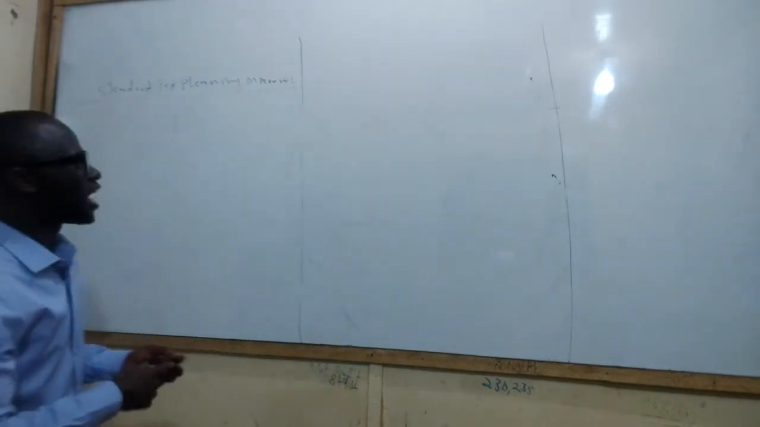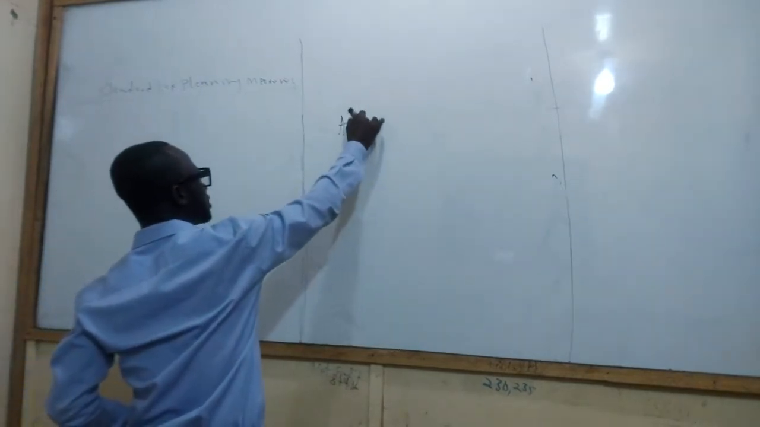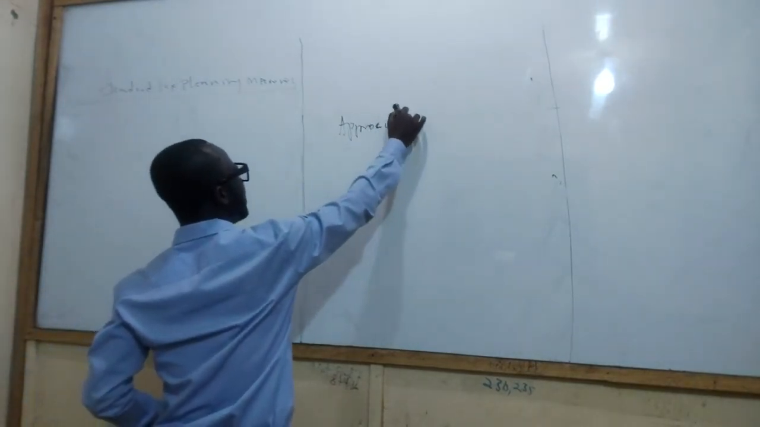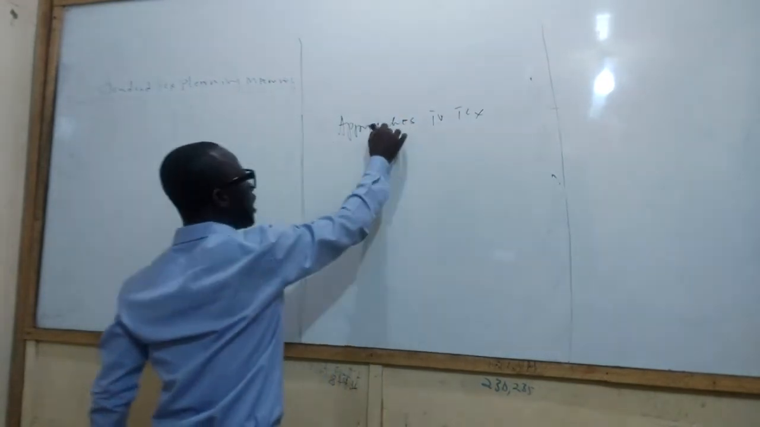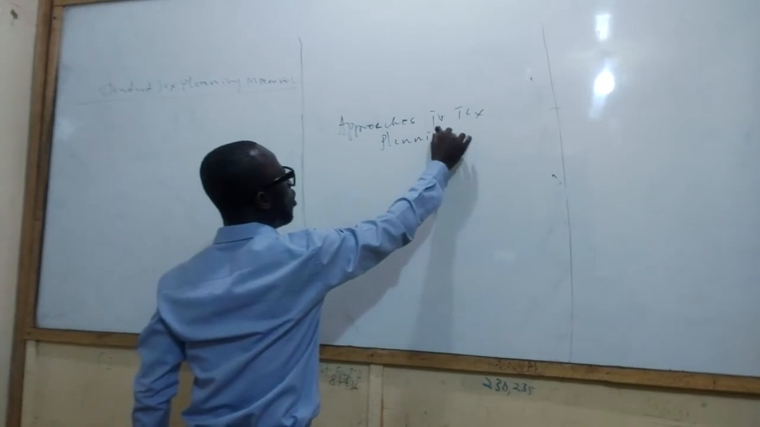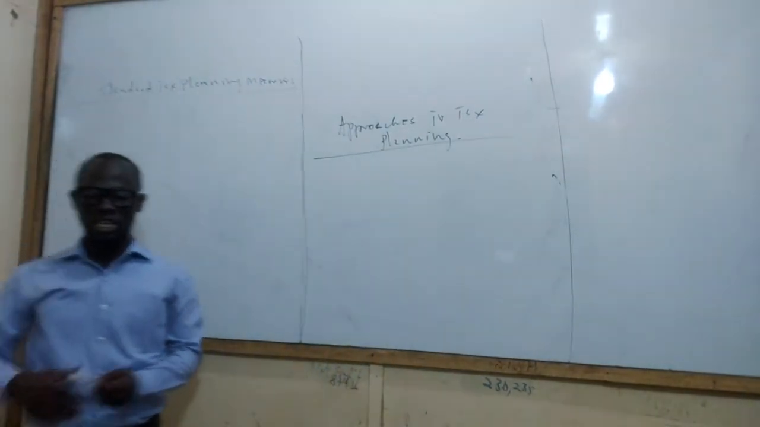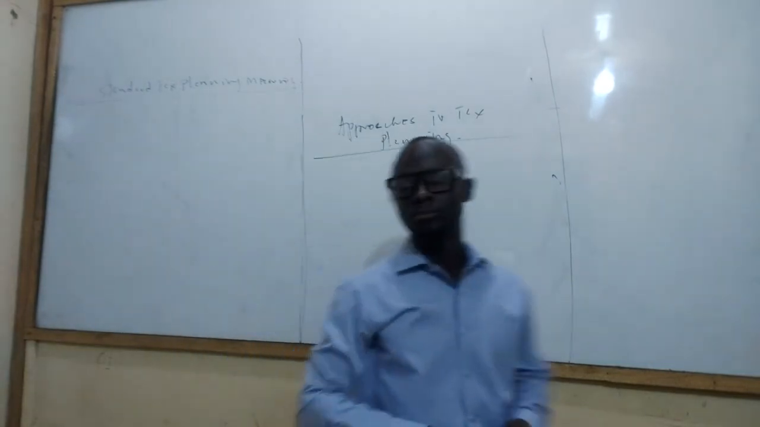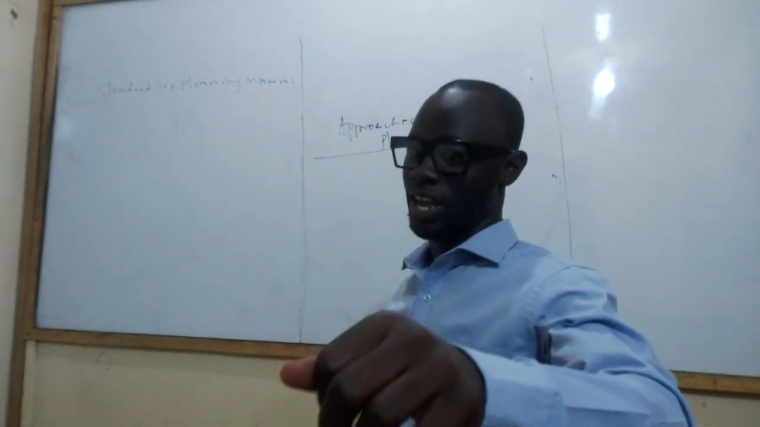So, approaches to tax planning. In addition to the various benefits available, these are the loopholes that entities can use in planning their tax. And I think I should take that in the next video, right?